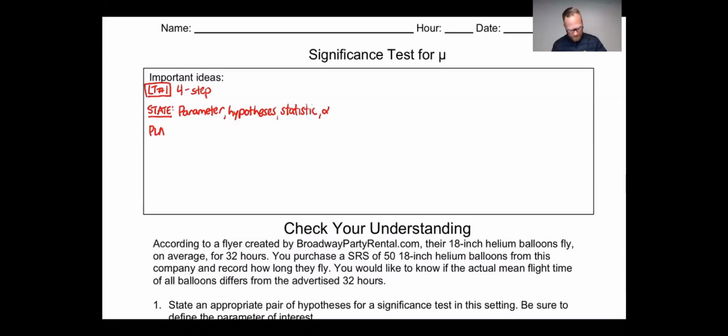In the plan, two big parts to the plan. First, you need to name the procedure. And then you have to check the conditions. We didn't have to in the activity today because it said assume the conditions are met, but generally you're going to have to check your 3 conditions here, which remember is the random condition, the 10% condition if you are sampling without replacement, and then the normal large sample condition.